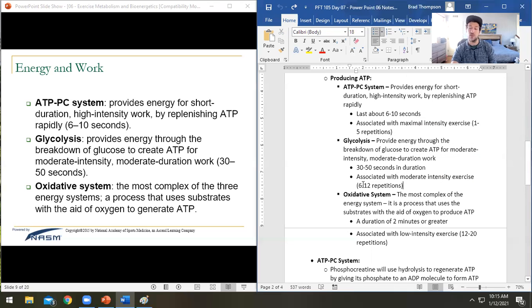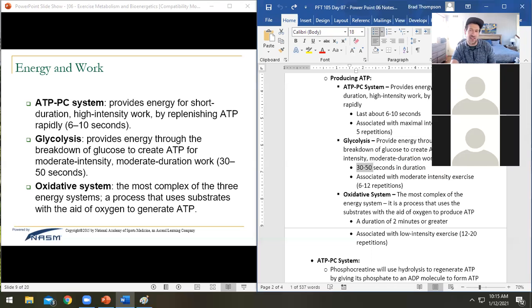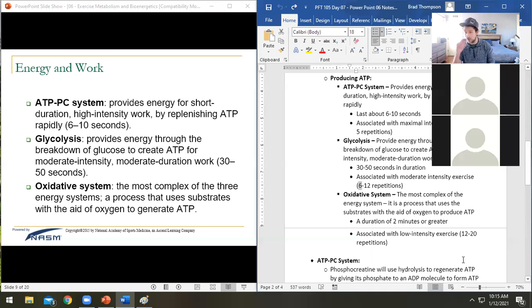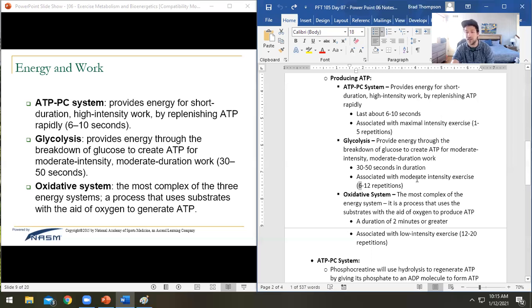So we usually associate this with around 6 to 12 repetitions. That's generally 30 to 50 seconds. I usually say 30 seconds up to about a minute. If you're really good at glycolysis, it'll last a little bit longer. So if you think about doing 6 reps, and you remember how I taught you guys a little bit about tempo, we do that 2-0-2 tempo. That's 1-2, 1-2, right? A 2-0-2 tempo would be 4 seconds per rep. If I did 6 reps, 4 times 6, that's about 24 seconds, which is landing pretty much right where I want it at the beginning of glycolysis.